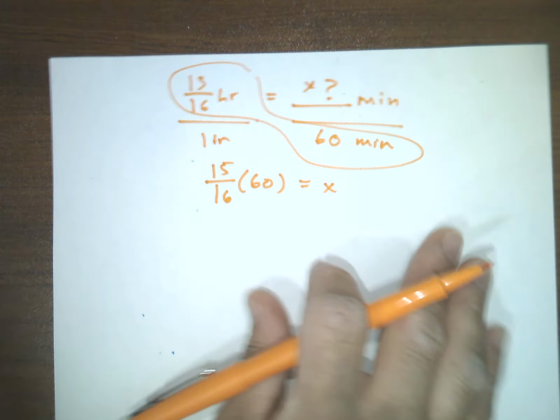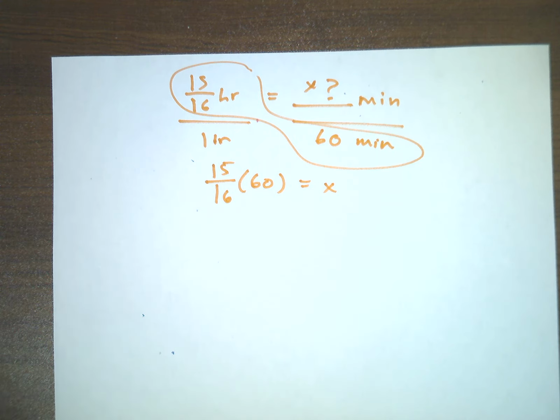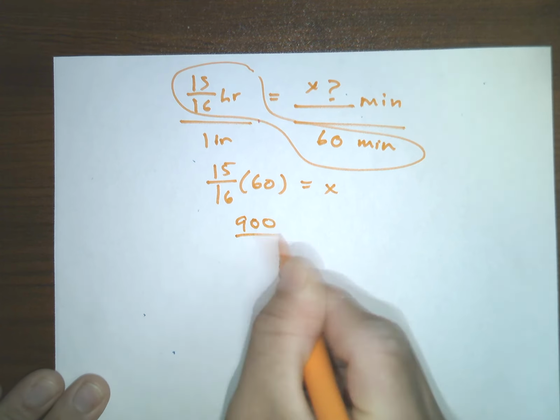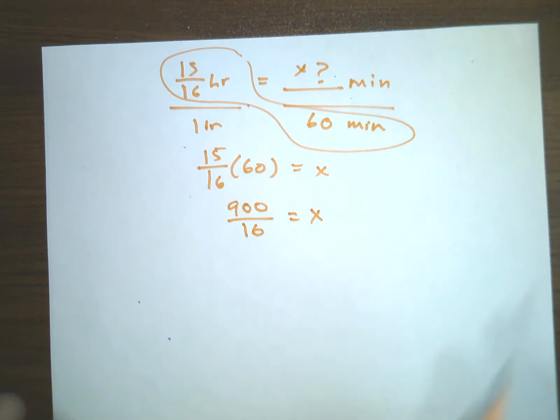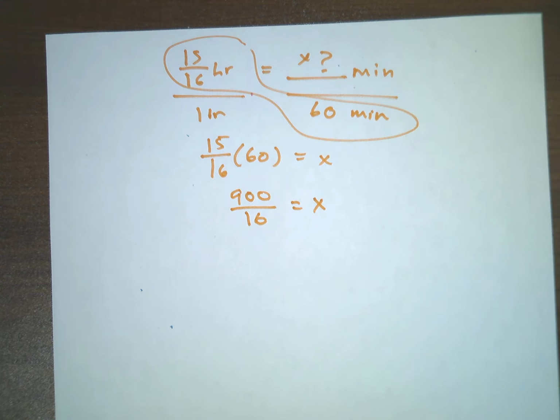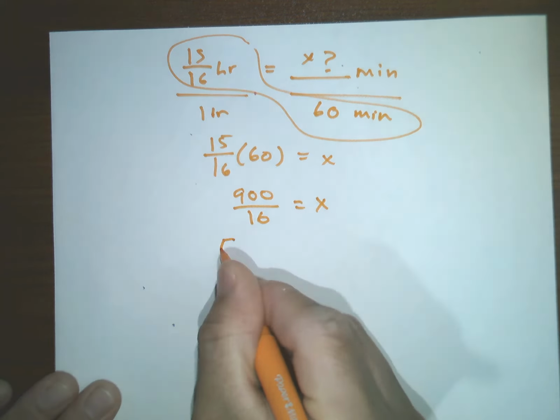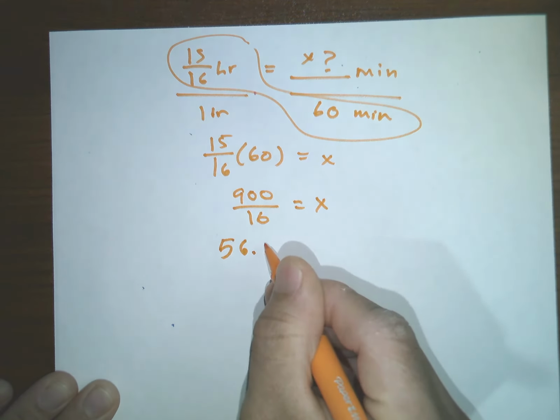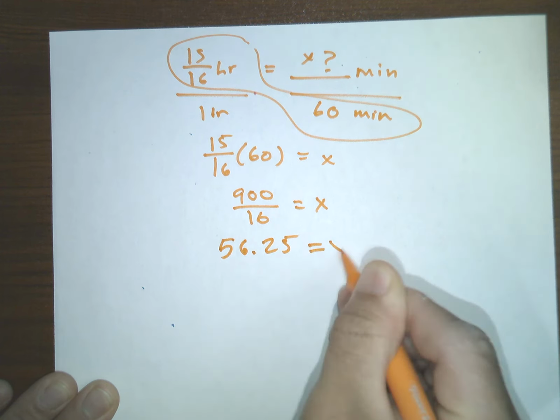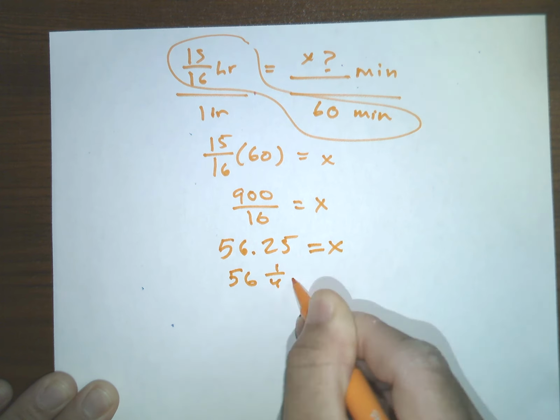And then if I go ahead and multiply this, let's see, what do I have? I have 15 times 60. So 15 times 60 is 900 over 16 is equal to x. And 900 divided by 16 will be 56.25, or 56 and 1/4 minutes.